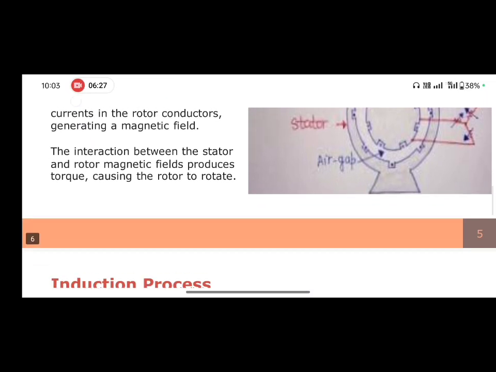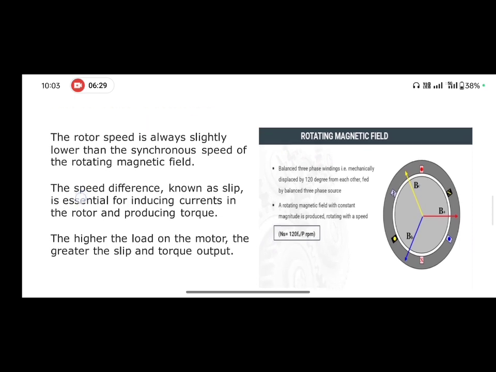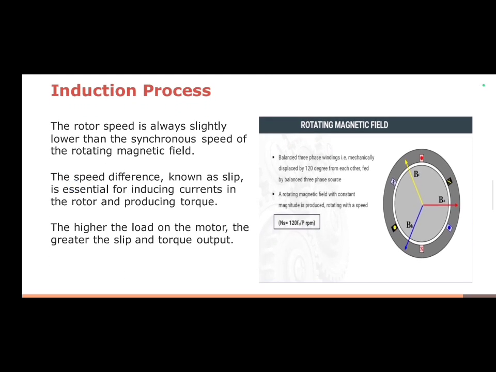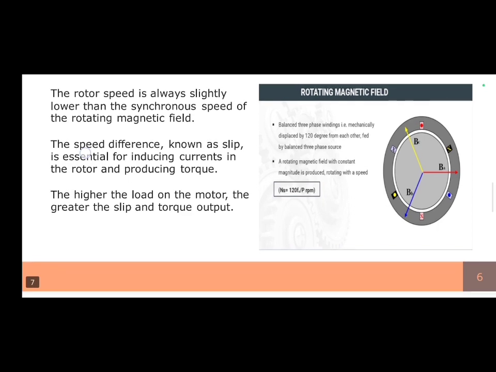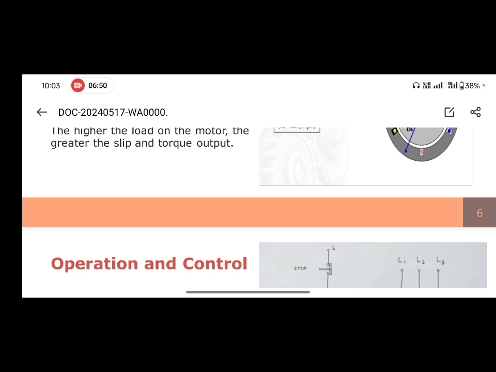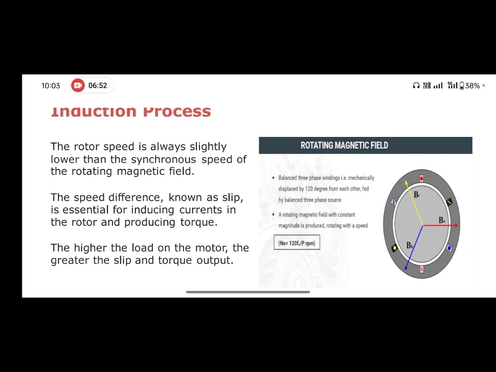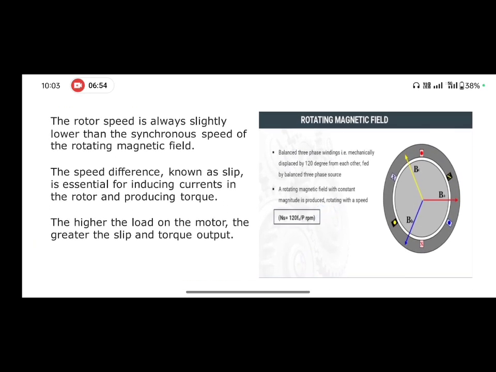Now let us go to the induction process. The rotor speed is always slightly lower than the synchronous speed of the rotating magnetic field. This speed difference is known as slip. It is essential for inducing currents in the rotor and producing torque. The higher the load on the motor, the greater the slip and the torque output. See here, you can see the rotating magnetic field.